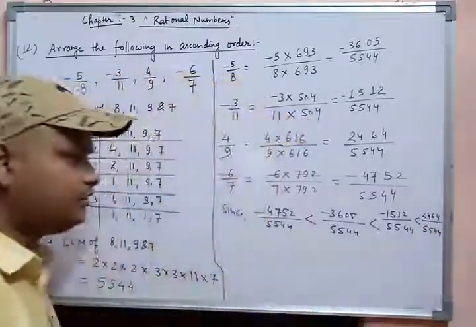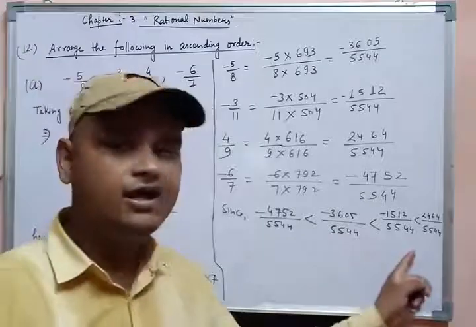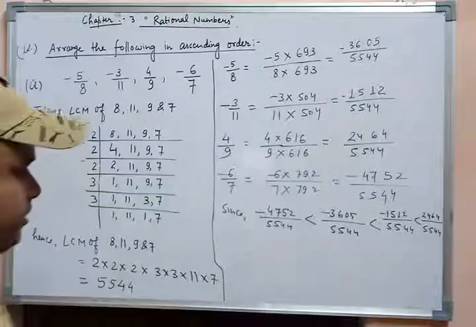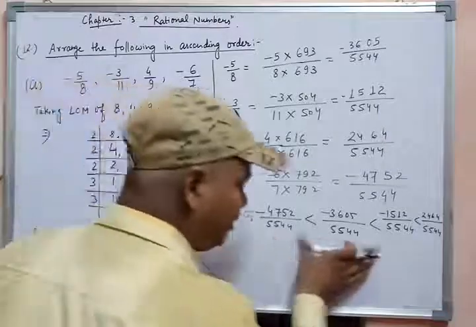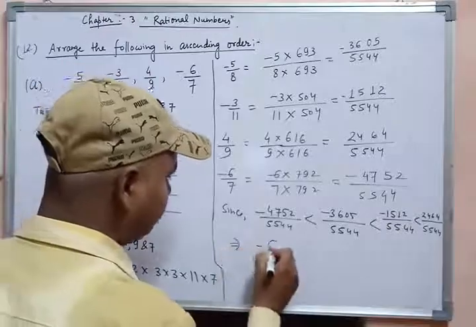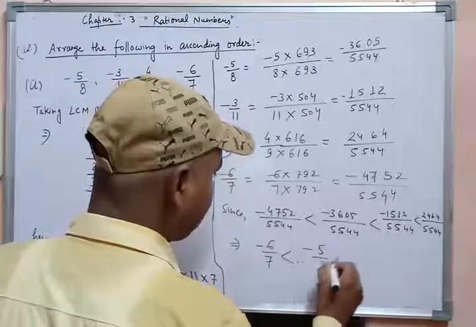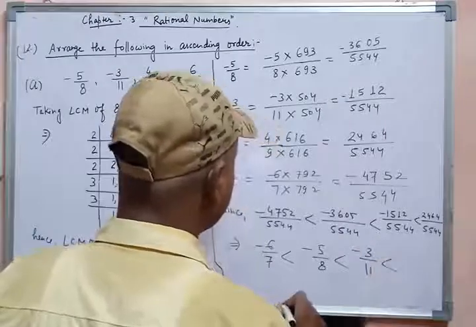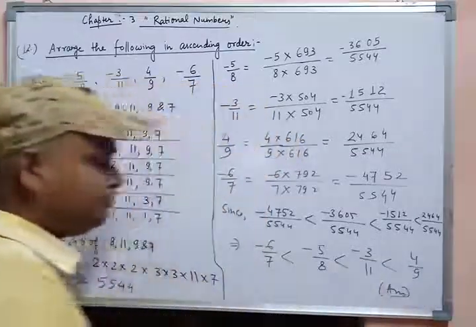But students, these are not the actual rational numbers, because these are the equivalent rational numbers. So again in the last step you have to write the actual rational numbers for all these equivalent rational numbers. So here you can write minus 6 upon 7 is smaller than minus 5 upon 8 is smaller than minus 3 upon 11, and it is smaller than 4 upon 9. Okay, so this is the complete solution.